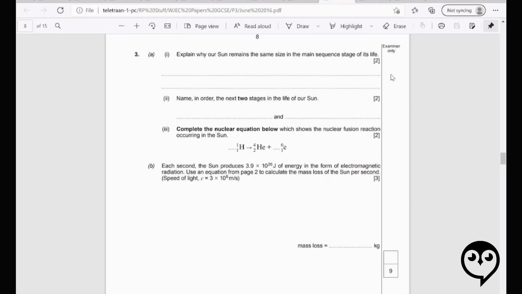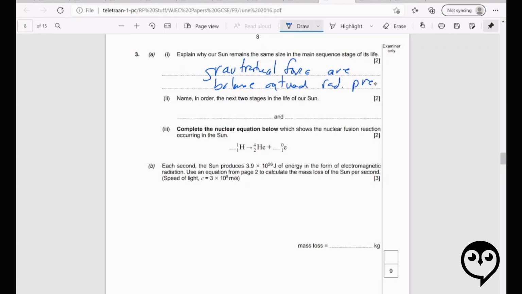Okay, I've got another WJEC 2016 paper 3, June. Explain why our sun remains the same size. Okay, well, I mean, we did this in the astronomy video, but we can just say that the gravitational forces are balanced by outward radiation pressure, something along those lines. Okay, to the next 2 stages in the life of our sun. Well, it's going to be red giant and white dwarf.